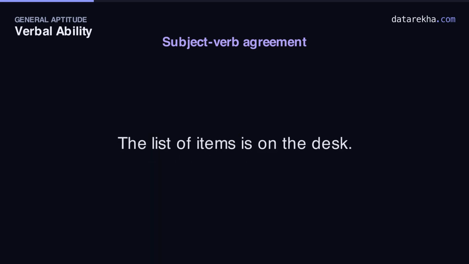First one. The list of items is on the desk. Which noun is the sentence really about? Not items. Items just sit inside a describing phrase, of items. The subject is list. List is singular. So the verb is singular, is, exactly right. The nearby word items is a decoy. This sentence is correct as written.